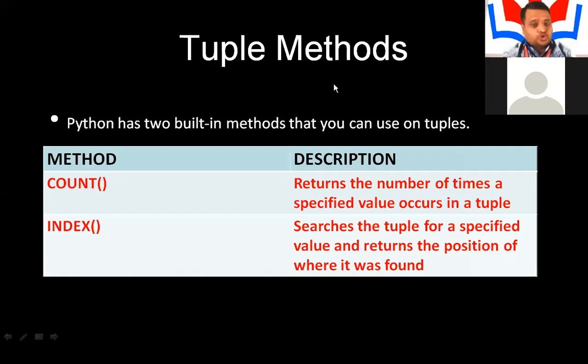So which are those two built-in methods? One is the count method, and the other one is the index method. So what do the count method and the index method specify? The count method specifies how many times the specified value occurs in a tuple.